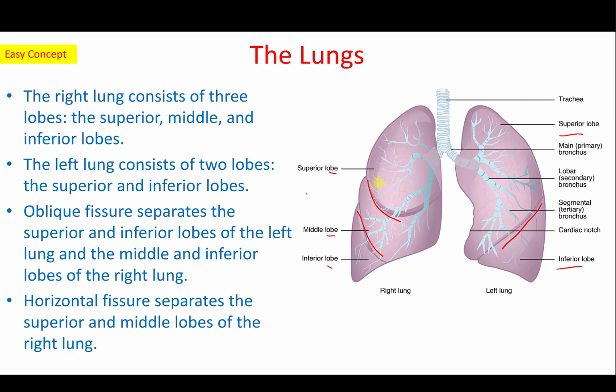In the right lung, the fissure between the superior and the middle lobes we call the horizontal fissure, whereas between the middle and the inferior, and also in the left lung between the superior and inferior, this fissure we call the oblique fissure. Also, this dent in the left lung where the heart is sitting we call the cardiac notch. We'll see in the lab that there is a kind of cavity there for the heart.